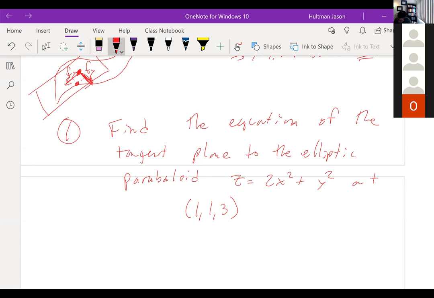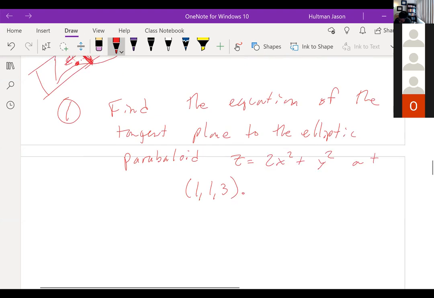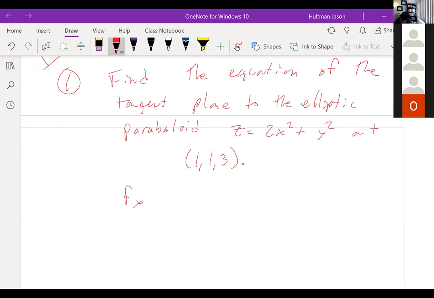Okay, so let's find the equation of that. So what do we have to do? We have to do the f sub x, which is going to be equal to 4x. F sub y is equal to 2y. So at this point, when x is equal to 1, f sub x at 1, 1 is equal to 4, and f sub y at 1, 1 is equal to 2.